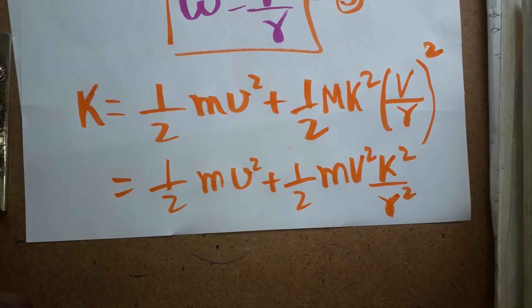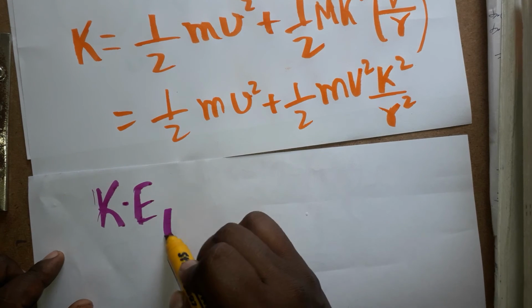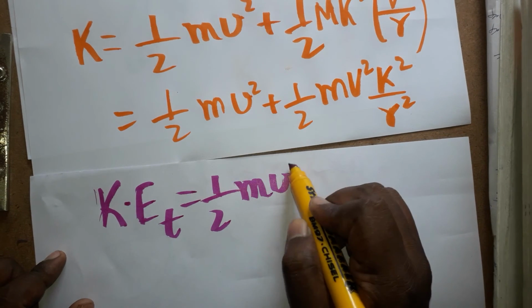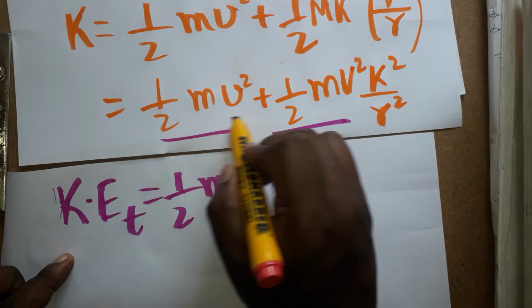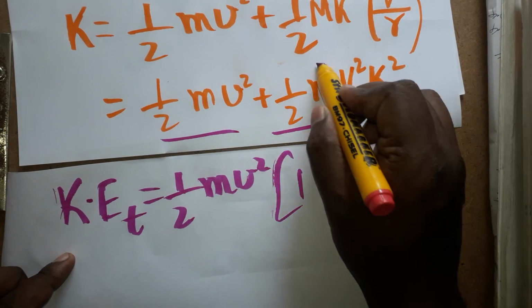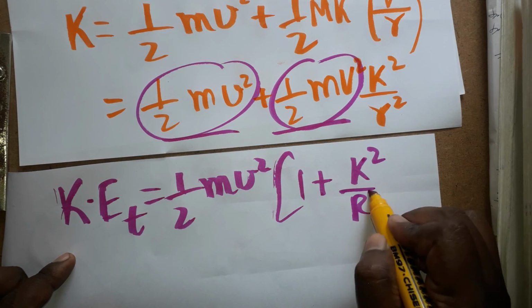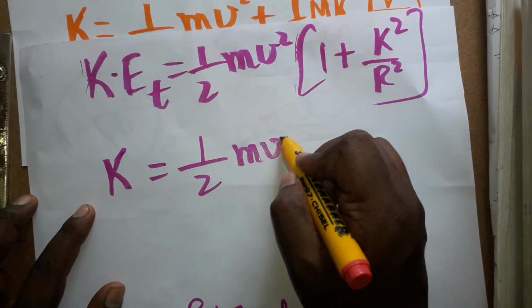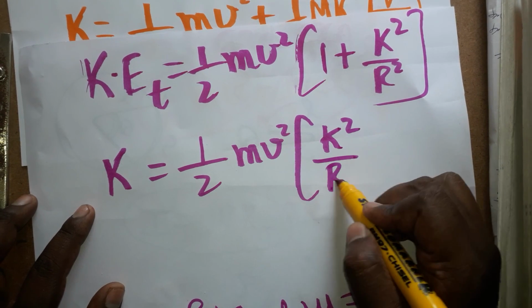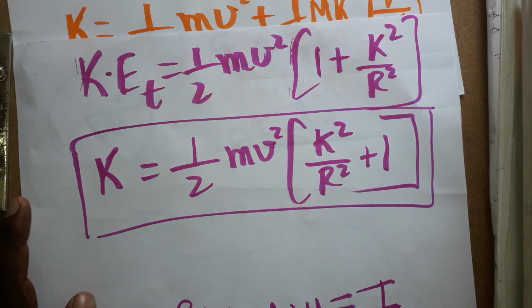For both terms, half m v squared is common, so you can take it outside. When I take half m v squared outside, the first term leaves 1, and the second leaves k squared divided by r squared. So the total kinetic energy of the rolling object is half m v squared times one plus k squared divided by r squared. This is the final equation for the total kinetic energy of a rolling object.